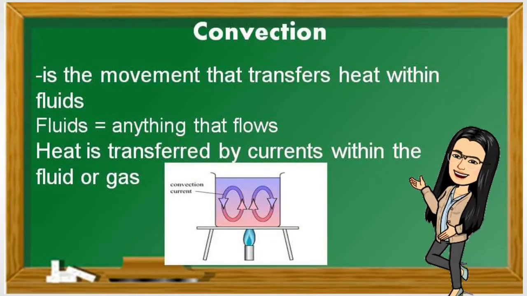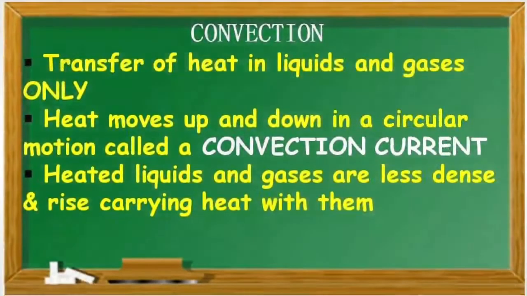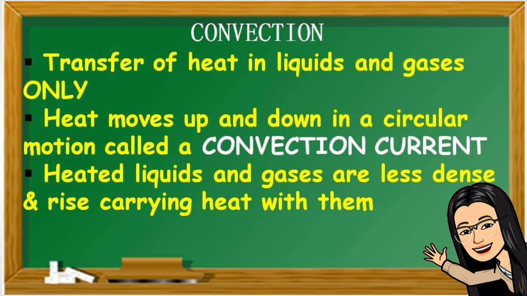So now, let's talk about convection. It is the movement that transfers heat within fluids. So what is a fluid? It is anything that flows. The heat is transferred by currents within the fluid or gas. Convection is a transfer of heat in liquids and gases only. Heat moves up and down in a circular motion called a convection current. Heated liquids and gases are less dense and rise, carrying heat with them.